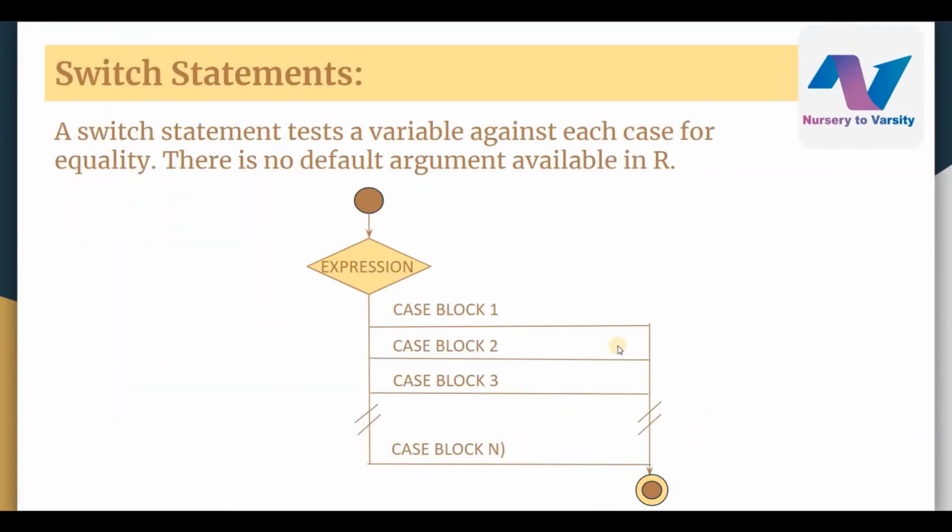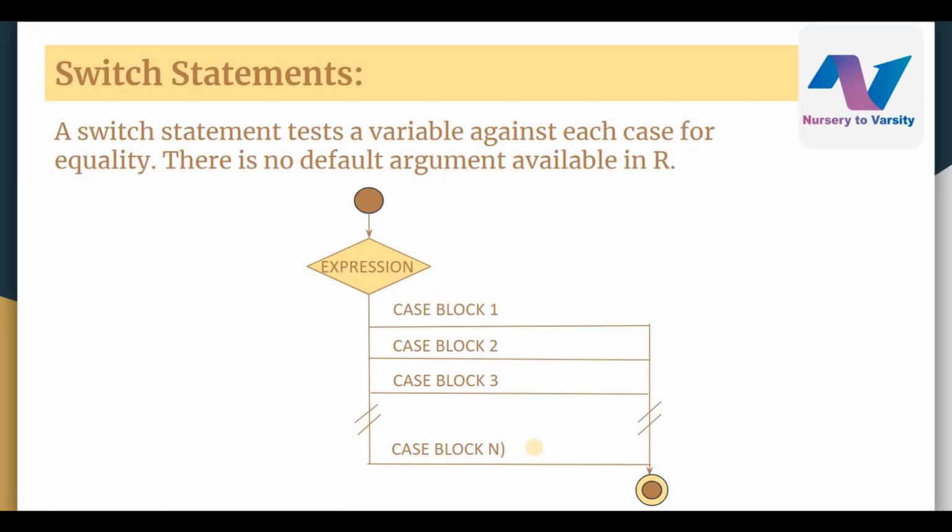Now coming to the next slide, switch statements. A switch statement tests a variable against each case for equality. There is no default argument available in R. If you have studied any other language like C or Java, you can see that in those languages, these switch statements always contain a default argument. If the values don't match the expressions, it will run the default value. But in R, there is no default statement.